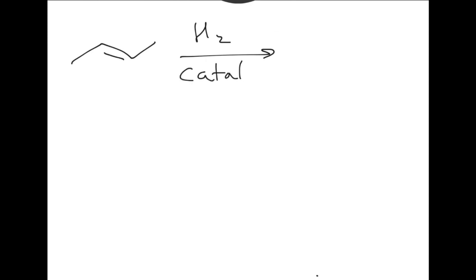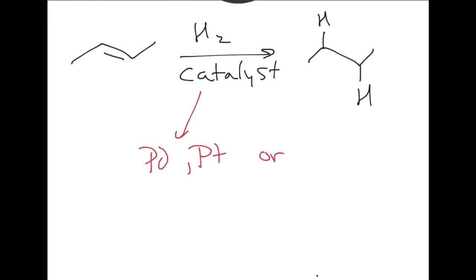Now, you can't just take an alkene and just mix it with hydrogen gas. You've not made a reaction, you've made a bomb, right? You've got to add some sort of catalyst to make this reaction work. So we need to add a catalyst. Right, you need to add some sort of catalyst to make this reaction happen. But if you add the catalyst, you're going to add a hydrogen to each side, and you're just going to get back to the alkane with no double bond. So the catalysts that get used most frequently are palladium metal, platinum metal, or nickel.